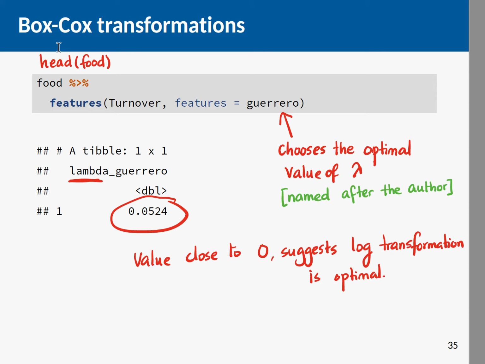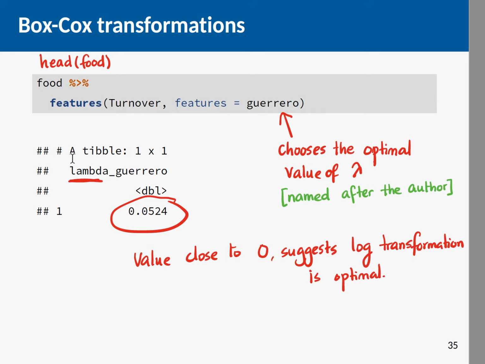So what you can do is start with the food series, and head food to see what it contains. Now, you can use the pipe function on it and use the features function on turnover, which we had created before, and say features equals guerrero as the argument. Now, guerrero is an argument; you just have to remember that this is what you need to do if you're trying to find the optimal value of lambda. This argument is named after the author who suggested this.